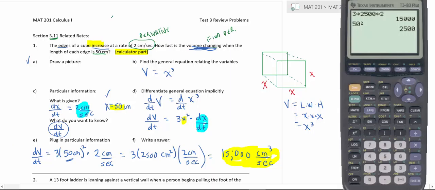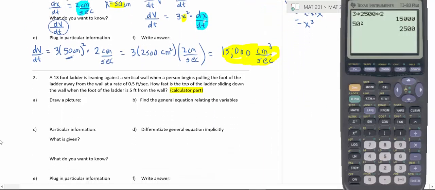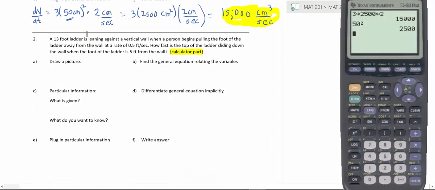That's a real basic related rates problem, and I guide you through this as we're learning it. The next problem, number 2: one thing we learned is volume problems. We also learned something to do with the Pythagorean Theorem, and we're going to be looking at ones that are fairly straightforward.